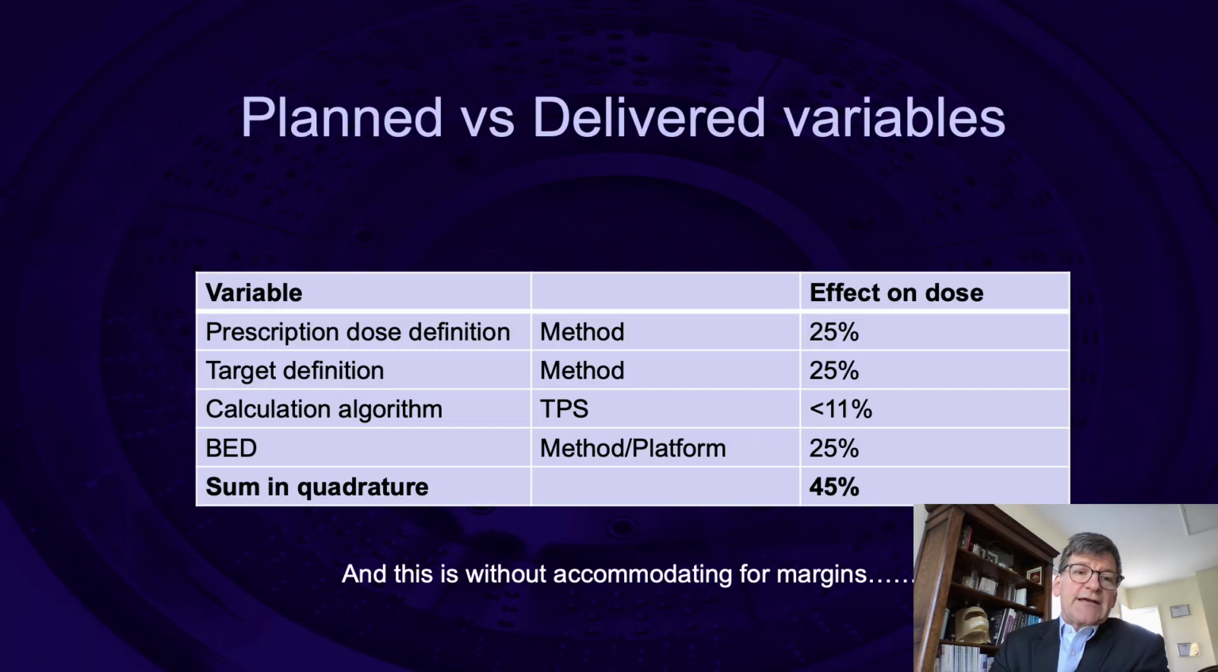So just to summarize, these are the planned versus what I call delivered variables. So we've got variation in the prescription dose definition, the target definition, the calculation algorithm, which I haven't touched upon, and the biological effective dose. And if we sum those in quadrature, we're talking about a 45% difference in dose, even though we might report the dose in exactly the same way. And this is without accommodating for margins.